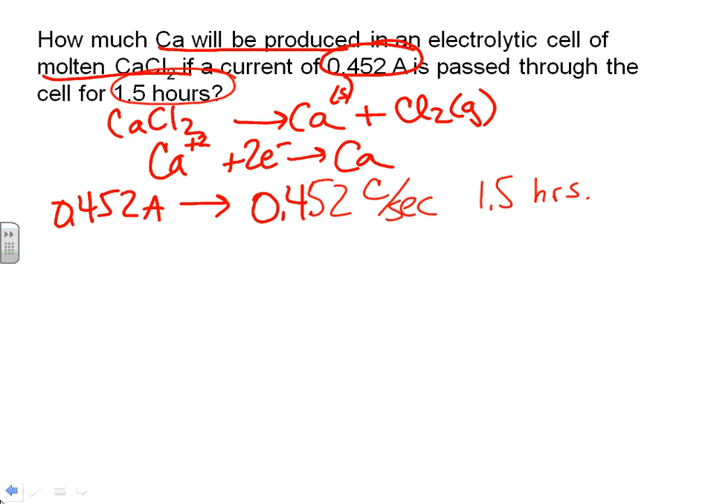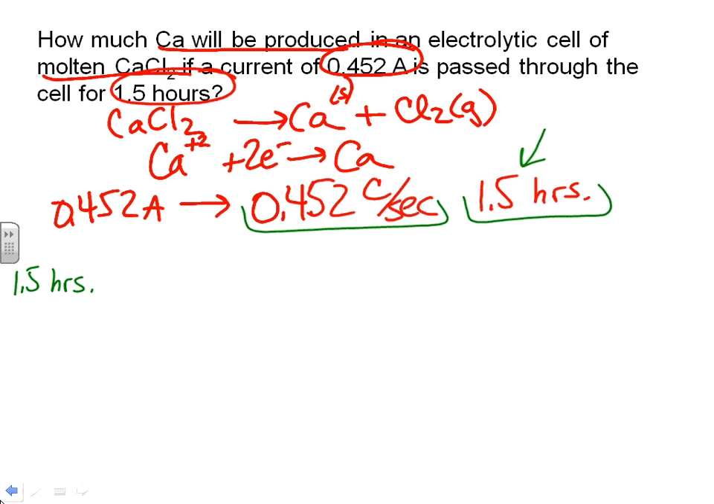Now, the problem gives us two numbers, right? We have the 0.452 and we have the 1.5. So obviously we're going to start our dimensional analysis with one of those two numbers. We want to start with the number that only has one unit in it. You never start converting with a value that has multiple units like molarity. Molarity is moles per liter. You'd start with either moles or volume. You wouldn't start with density. You'd start with either mass or volume. In this case, we don't want to start with the amperage. We want to start with the hours.